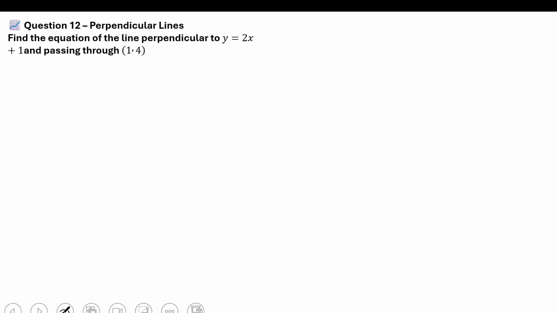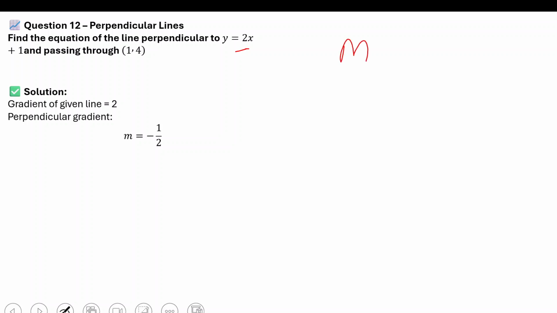Find the equation of the line perpendicular to y is equals to 2x plus 1 passing through 1 and 4. So given the gradient as 2, gradient is 2, right? That's 2 from here. Perpendicular gradient is minus 1 over the other gradient. So this is condition for perpendicularity. M is equals to minus 1 over m2. Okay, let me call this one m1.